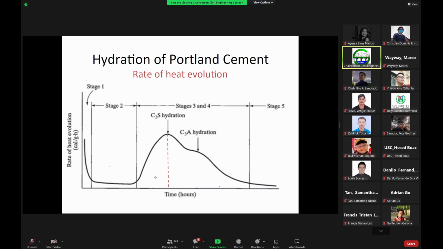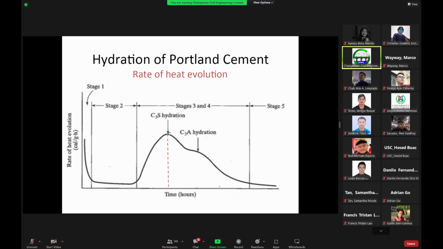Initial set happens in 2 to 4 hours at the end of stage 2. So when stage 2 ends, and then we have the acceleration of hydration of C3S, 2 to 4 hours after that, we have initial set. The cement starts to harden. Now, after this stage 3 acceleration process, we have final set at approximately 4 to 8 hours after we reach this maximum. When you have your final set, the hardening of your concrete begins.